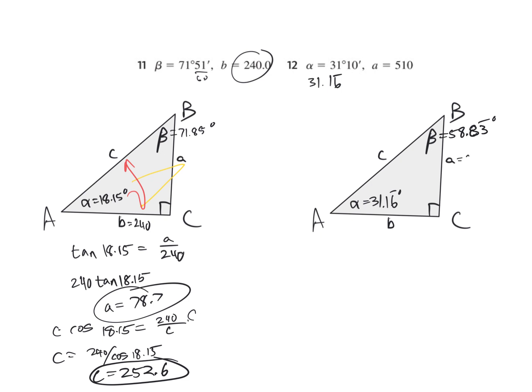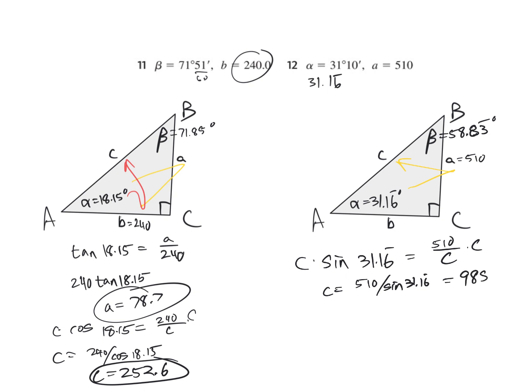A is 510, so let's do the opposite over hypotenuse. Let's get the hypotenuse. So sine of 31.16 repeating is equal to the opposite leg over the hypotenuse. Multiply by C and then divide. So 510 divided by the sine of 31.16 repeating, that's 985.5.